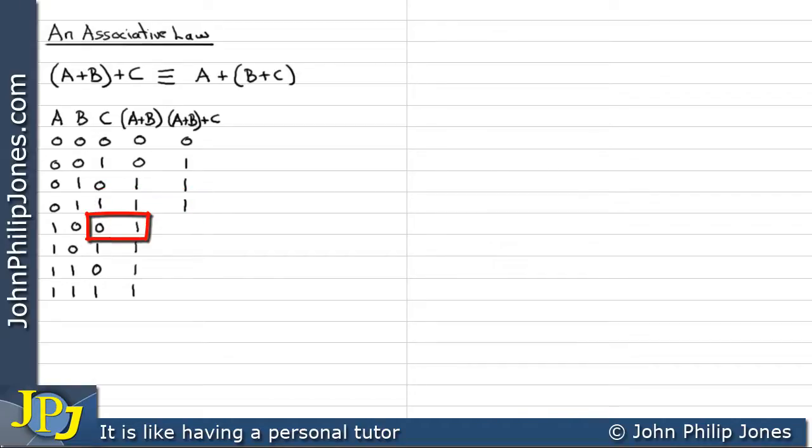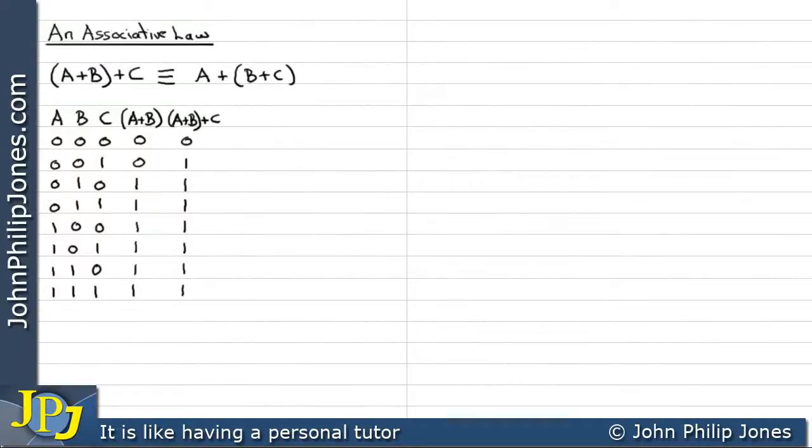Here we have a 0 or 1, which gives us a 1. Here we have 1 or 1, which gives us a 1. And here we have 0 or 1, which gives us a 1. And here we have 1 or 1, which gives us a 1.